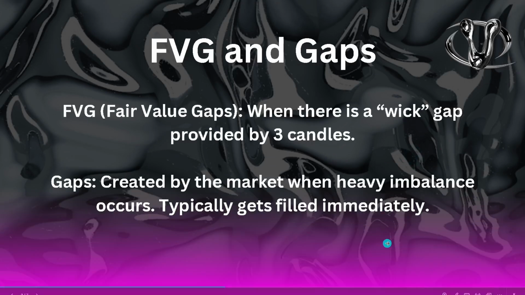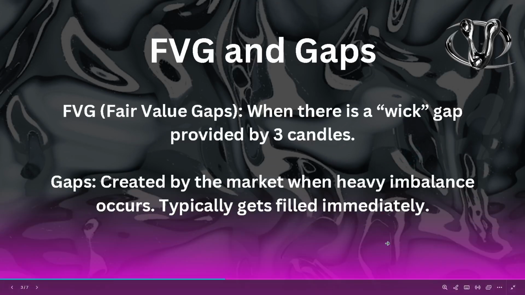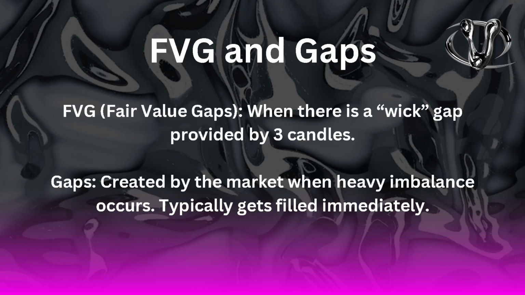So let's talk about what fair value gaps are. A fair value gap is when there is a wick gap provided by 3 candles. I'll show you an example of this really soon. And a gap is created by the market when heavy imbalance occurs. These typically get filled immediately. The best way I can teach you this is by showing you an example on the charts.